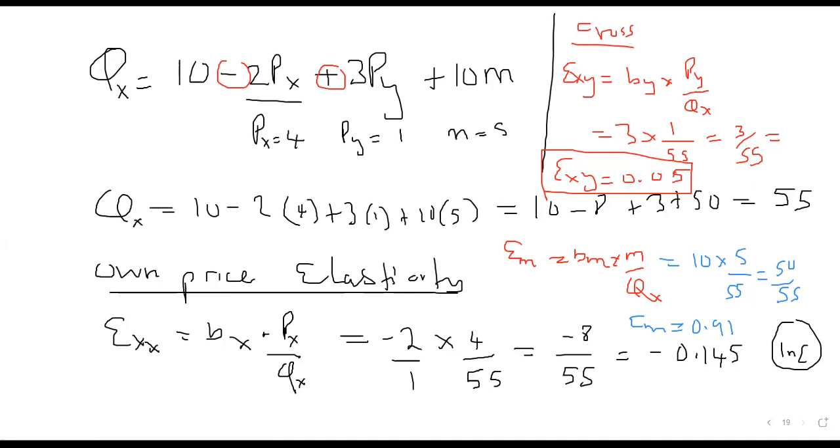Income has two kinds of goods, inferior or normal goods. Cross-price has two types of goods, complementary goods and what? Substitute goods. Are we following? I need you to get these concepts here. In economics, you cannot guess.